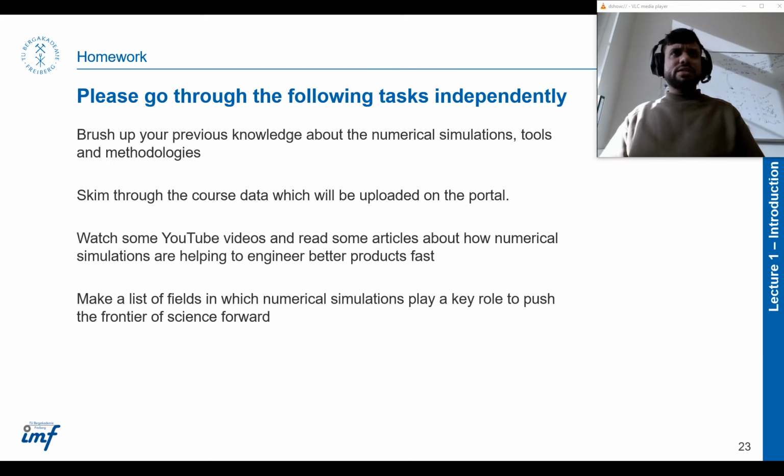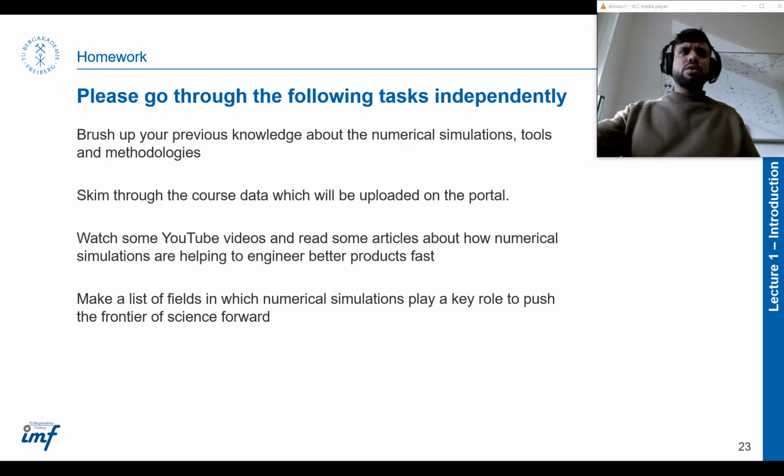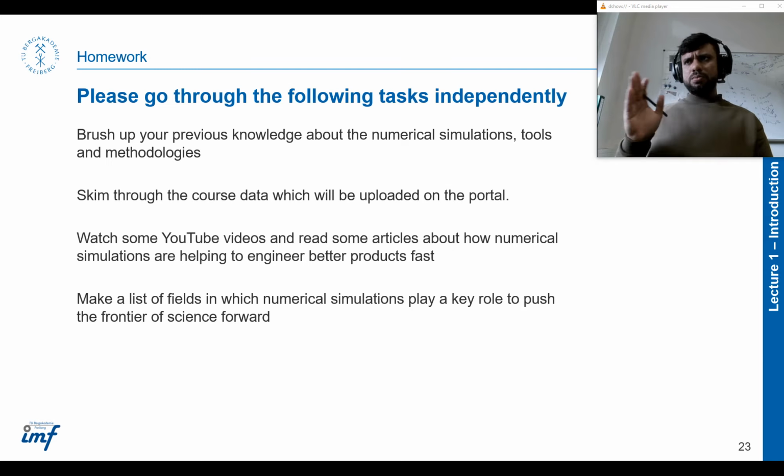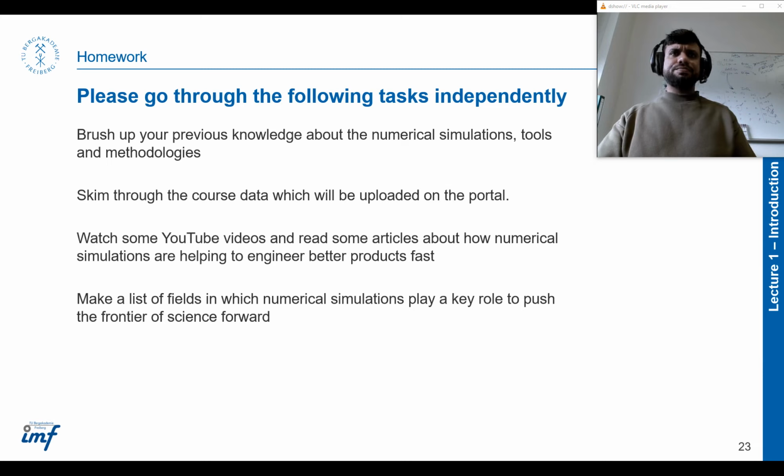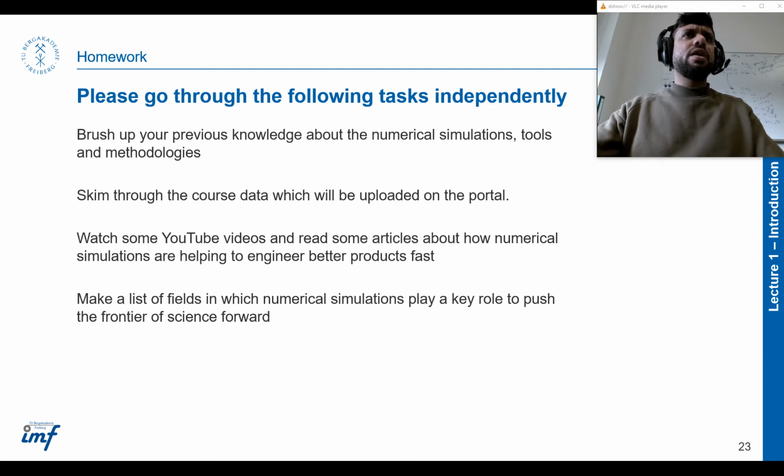With this, I would like to conclude today's lecture with this last slide. I would want you to work on some of the things independently. I would like you to brush up your previous knowledge about numerical simulation tools and methodologies. If you have a background about materials and fundamentals of plastic deformation, and if you are a mechanical engineer or a materials engineer, you would already know about these things. And then what the equations are and how they're used, and somewhere in time, most of us have studied a course related to numerical simulations in the past.